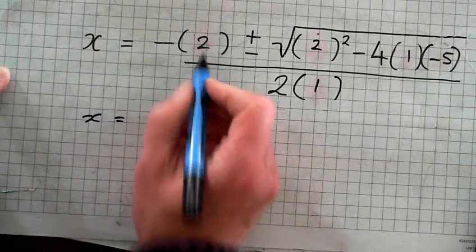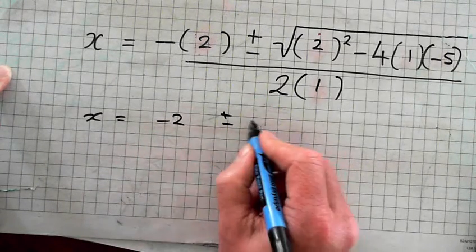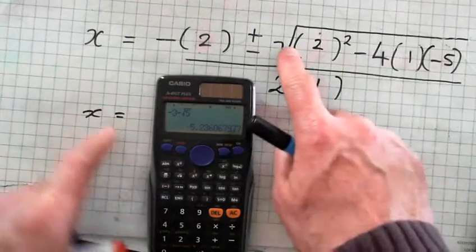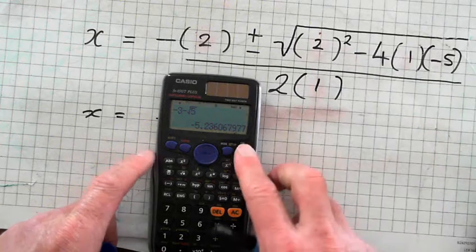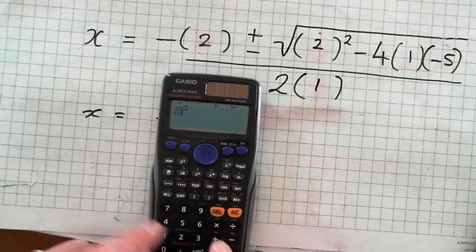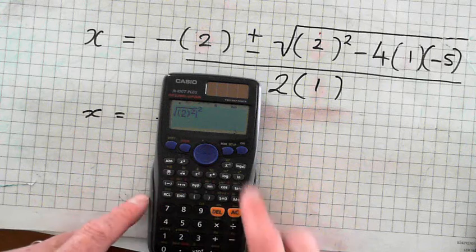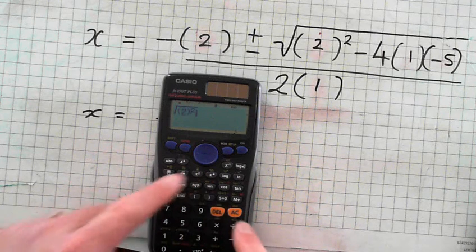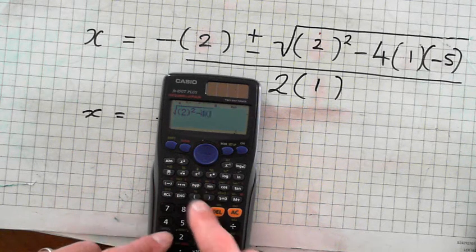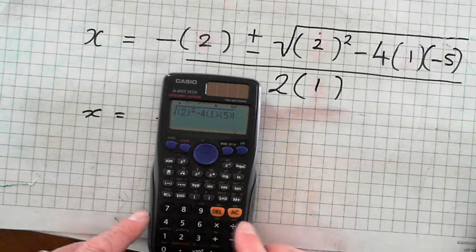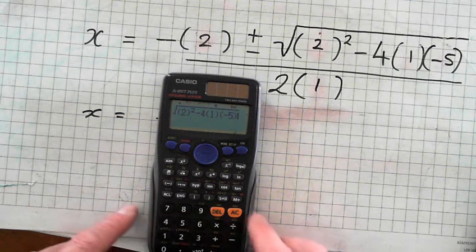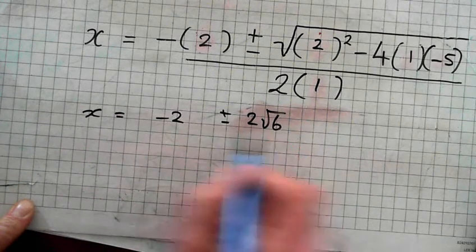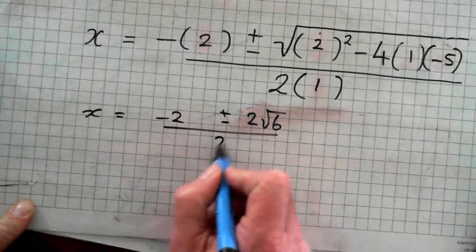Same again. Minus times 2, minus 2, plus or minus. Get your calculator and key all of that in. So square root, with the brackets and all. Start again. Square root, 2 bracket squared, minus 4, 1, and that's a minus 5. Equals 2 root 6, over 2 times 1 is 2.